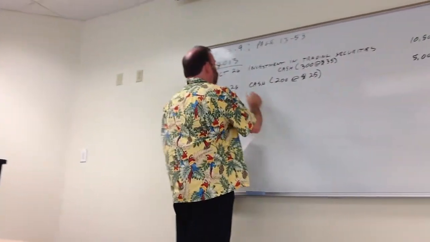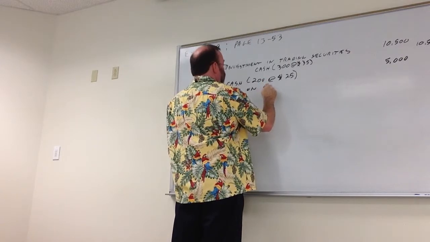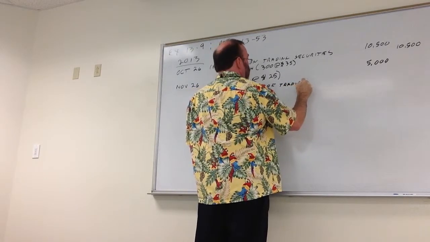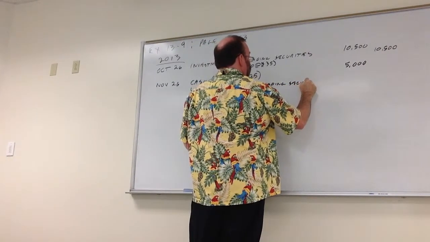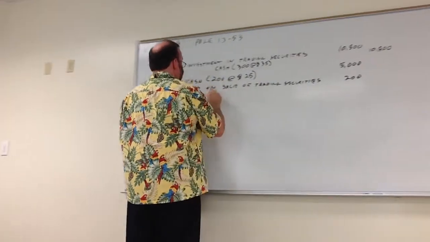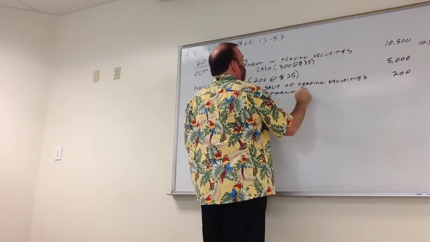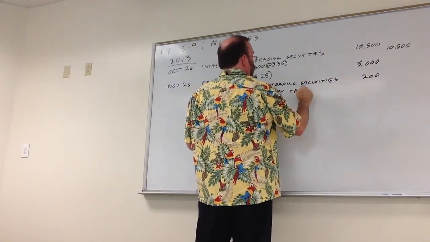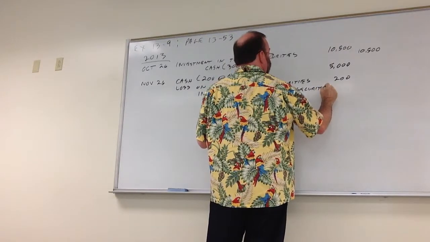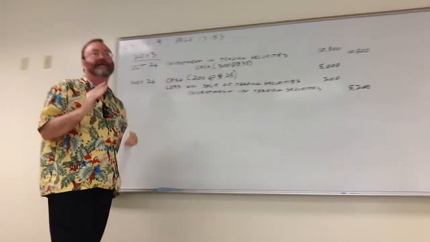So we have another loss. And this one is now realized. So it's loss on sale of trading securities for the $200. And then we write off the investment, the $5,200 fair value that we had at the last balance sheet date.